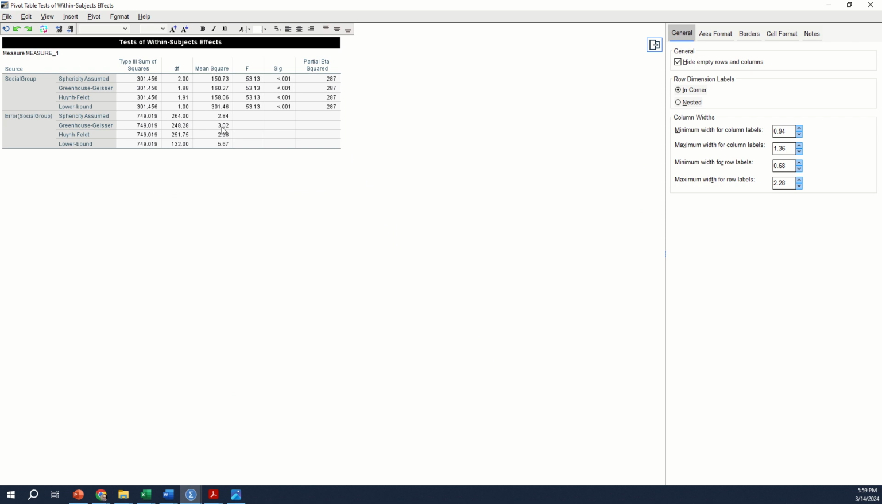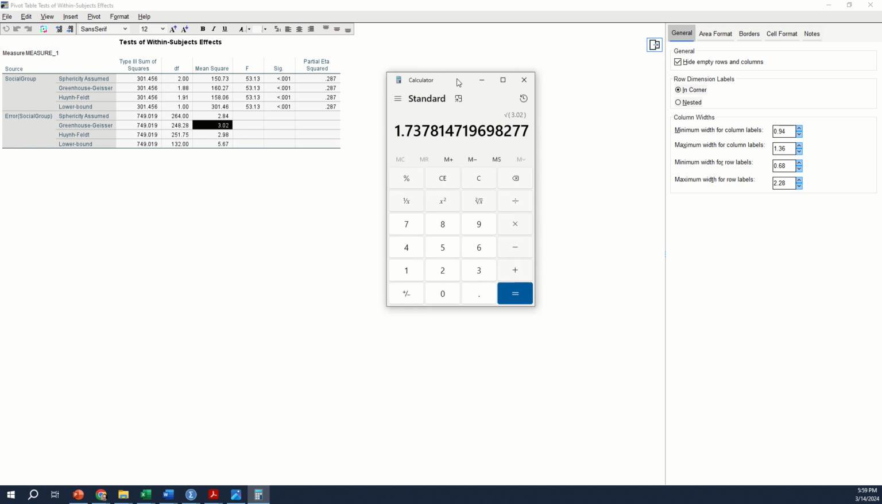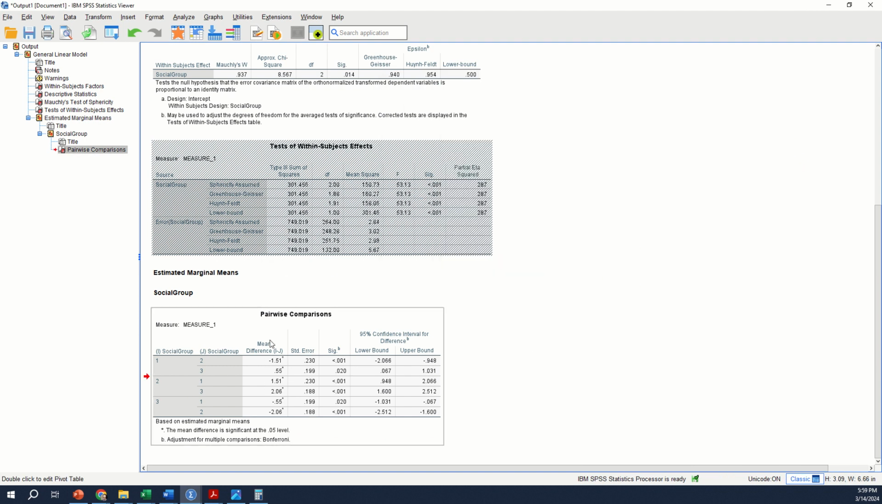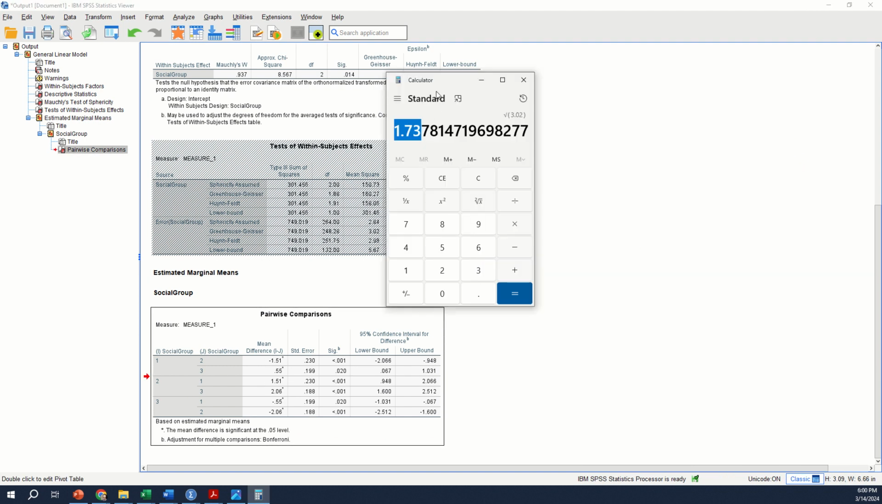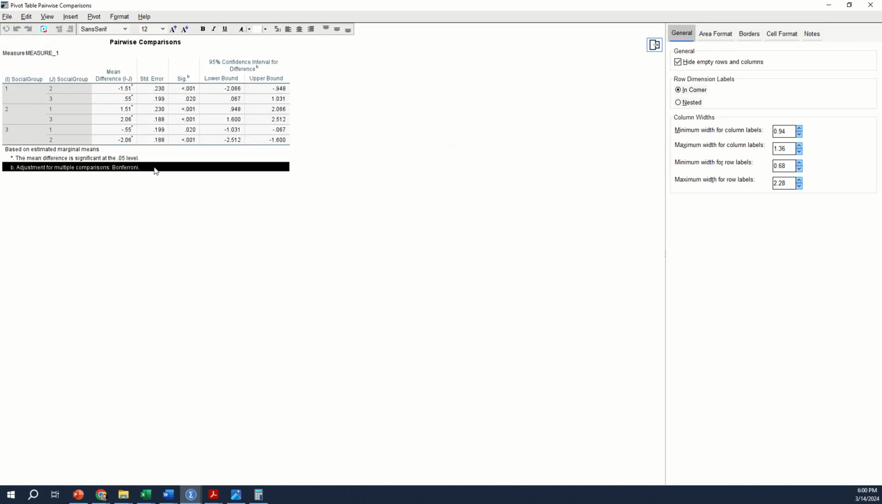So mean square error term here. We're using the Greenhouse-Geisser row because Mauchly's test was significant. So we have 3.02. Taking the square root of 3.02 will give us our S pooled value, the pooled standard deviation, which is 1.73. I just repeated it to myself so I remember. So we're going to take each mean difference that we see down here, and then divide it by 1.73 in order to get our d values.